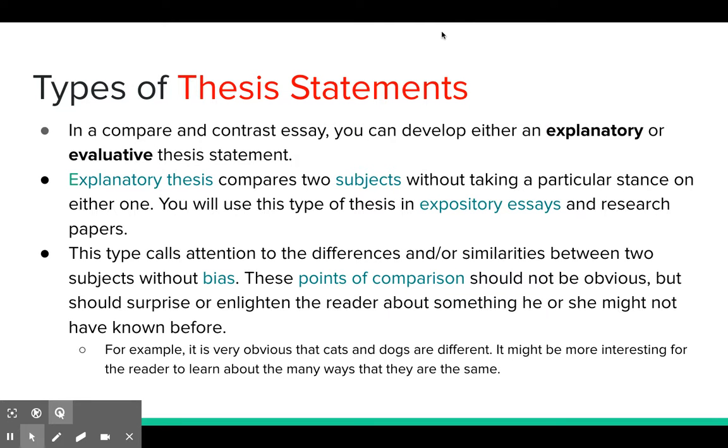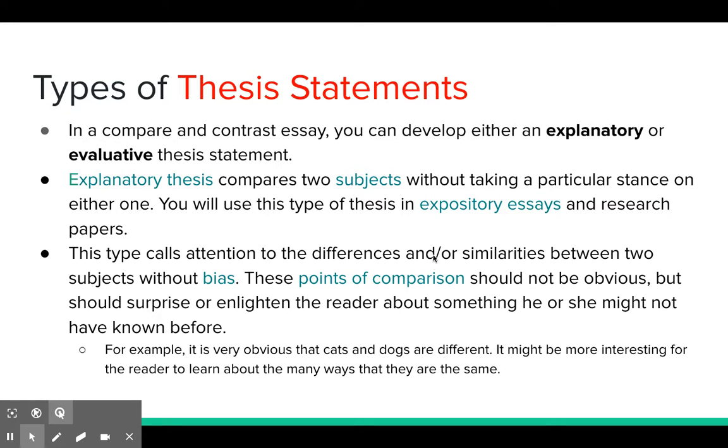Now, there are different types of thesis statements. In our compare and contrast essay, you have a couple different options, where you're including either an explanatory or an evaluative thesis statement. For this particular prompt, we are going to be writing an explanatory thesis because we are not taking a particular stance on a side. We are just informing our reader about similarities and differences with Jonas and Ivy or with our rules and laws in our society.